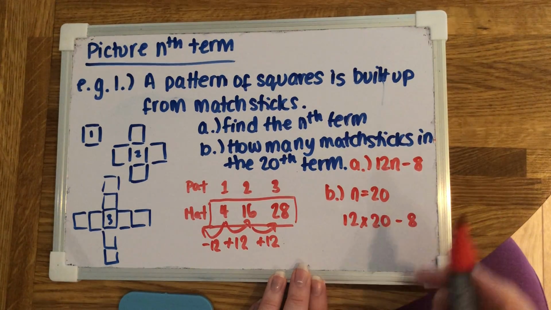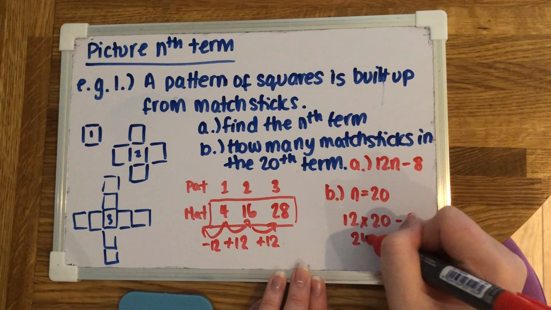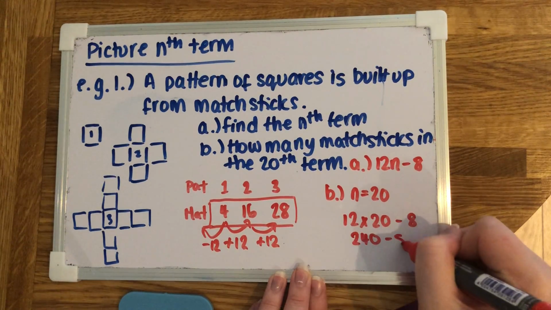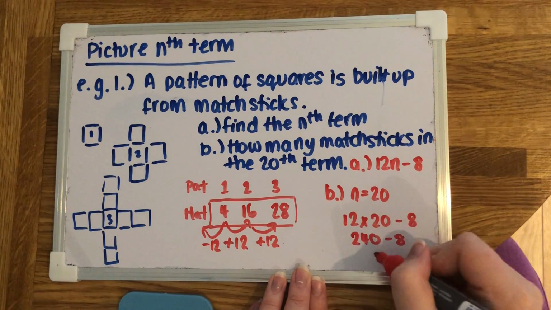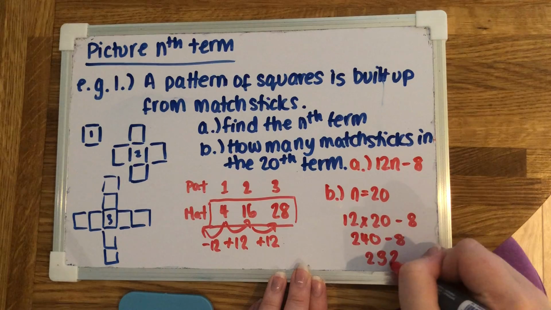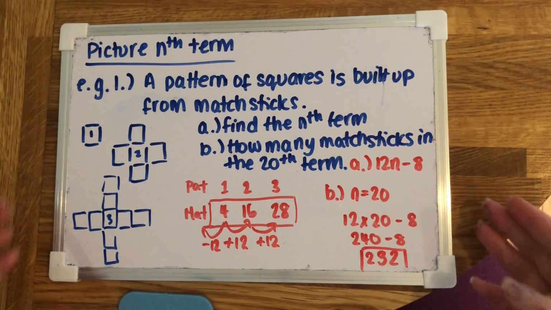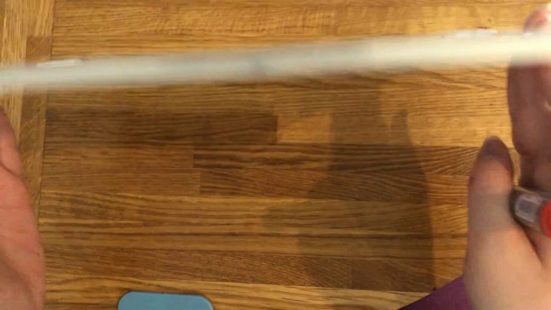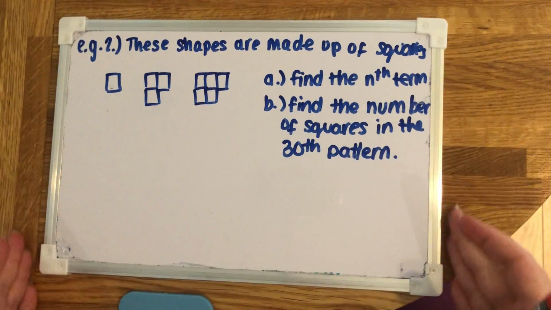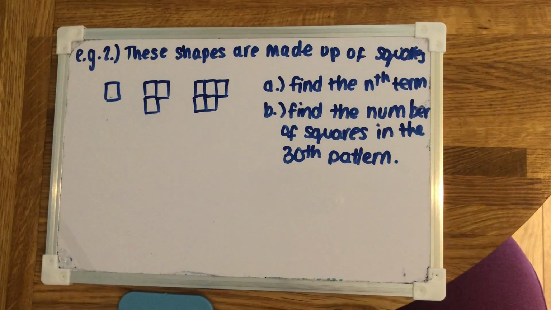Okay, so 12 times 20 is 240. 240 subtract 8 would be 232. So they're going to need 232 matchsticks to complete pattern number 20. Okay, and all of them are very similar, so we are going to do another one. This one is just linked to squares this time, but we're still having to do the same method each time.